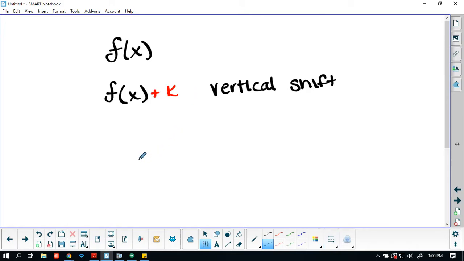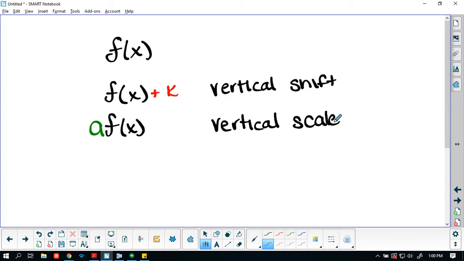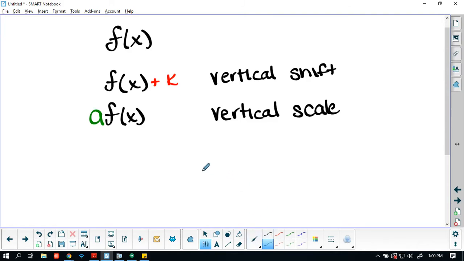If I wanted to do a vertical scaling, that means pull it vertically like a rubber band. If you're pulling a rubber band to the sky and down to the ground, that's a vertical pull or a vertical scale. That one would be a times your parent function f of x. This is a vertical scale, which means you are compressing or stretching that graph, like you would compress or stretch a rubber band.